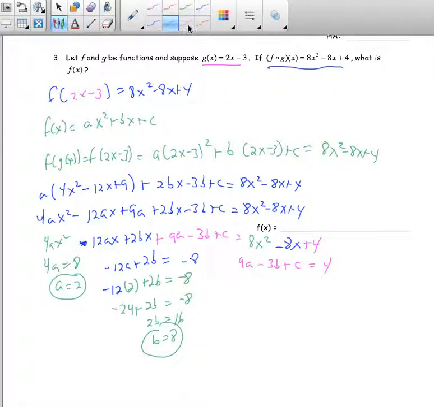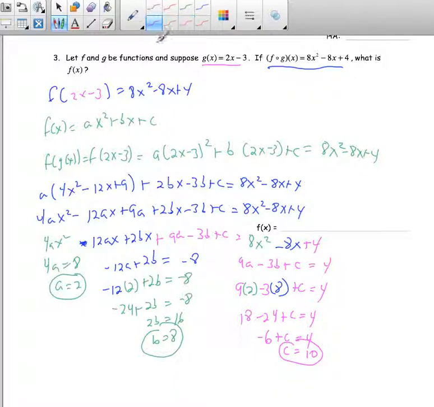And for our third equation, we're going to substitute in what a and b are. So we're going to have 9 times 2 minus 3 times 8 plus c equals 4. So we have 18 minus 24 plus c equals 4. So negative 6 plus c equals 4, and c equals 10, which tells us we found the coefficients.